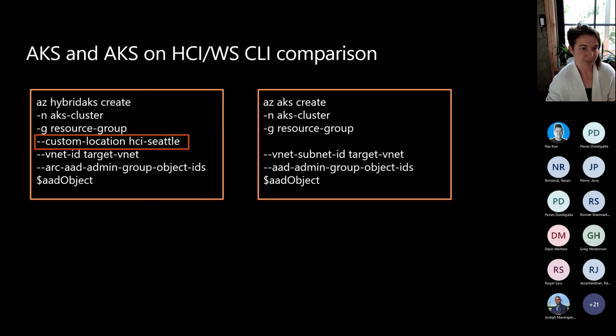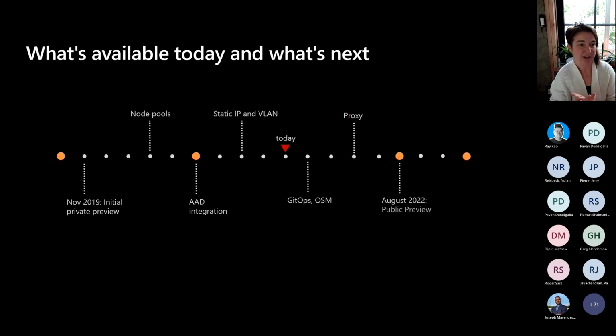So yeah, that's a little taste of the command line interface. This is in preview right now. We started our private preview in November of 2019. We've added node pool support, AD integration, static IP, and VLAN support. We are busy working on validating GitOps and OSM, open service mesh, making sure a lot of the things we see folks using are in this new platform in this preview.